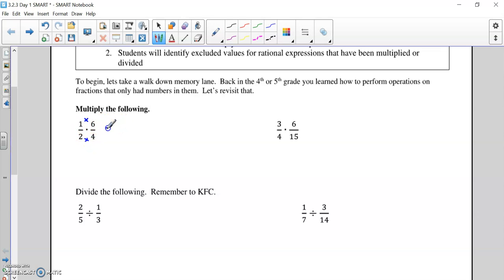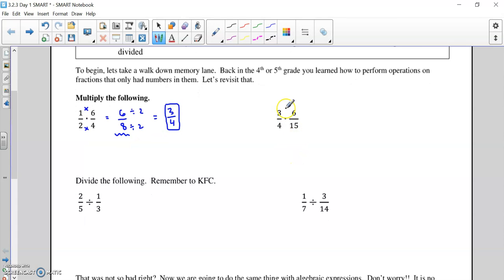So 1 times 6 equals 6, and 2 times 4 equals 8. So you get 6 over 8. Now, in order to simplify this, we know we can divide both the top and bottom by 2. So if you notice that you can simplify it, then definitely go ahead and simplify it. All right, so this is the unsimplified answer, and that 3/4 is the simplified answer. That is what MyOpenMath is going to want.